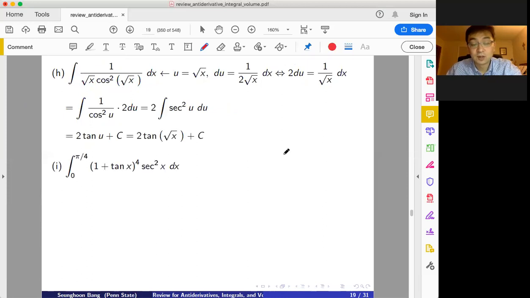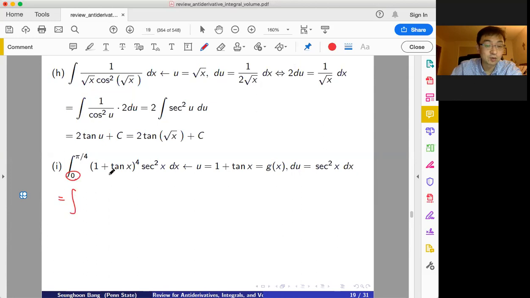The next is this one. So what is u? The u is the inner function, 1 plus tangent x. What's du? du is the derivative of 1 plus tangent of x. The derivative of tangent of x is secant squared of x. That is one. So you can replace here in the integral.